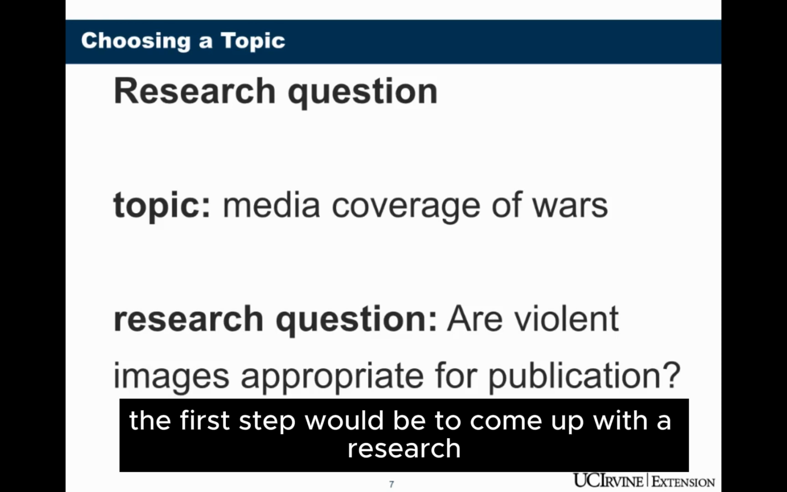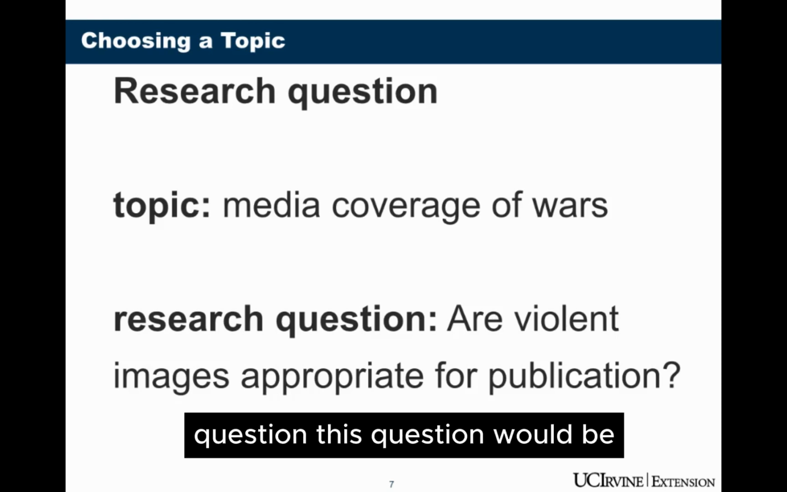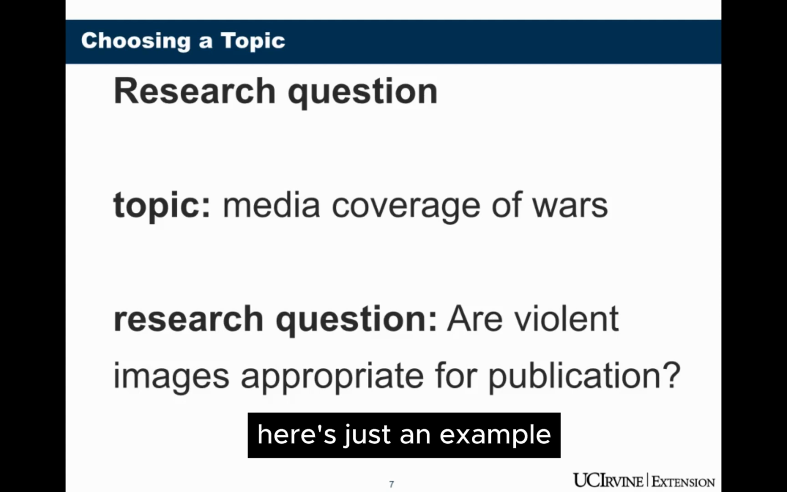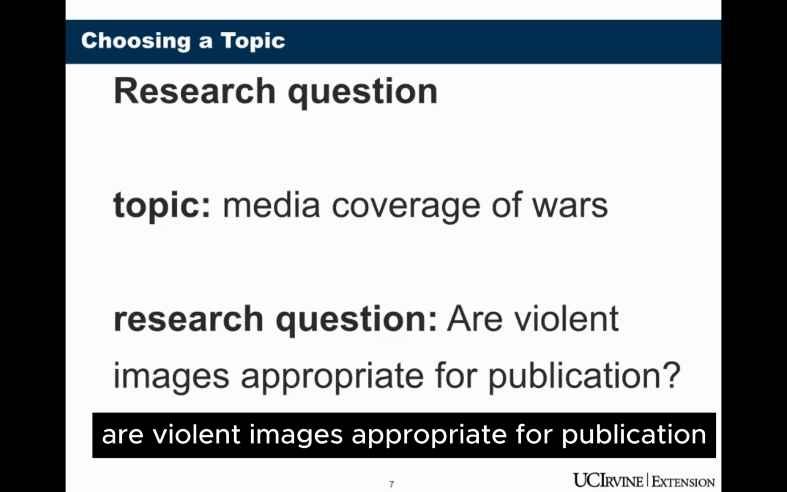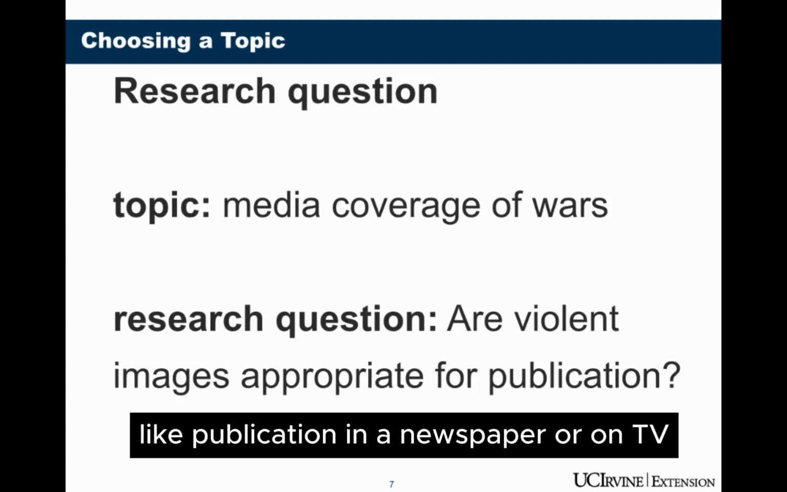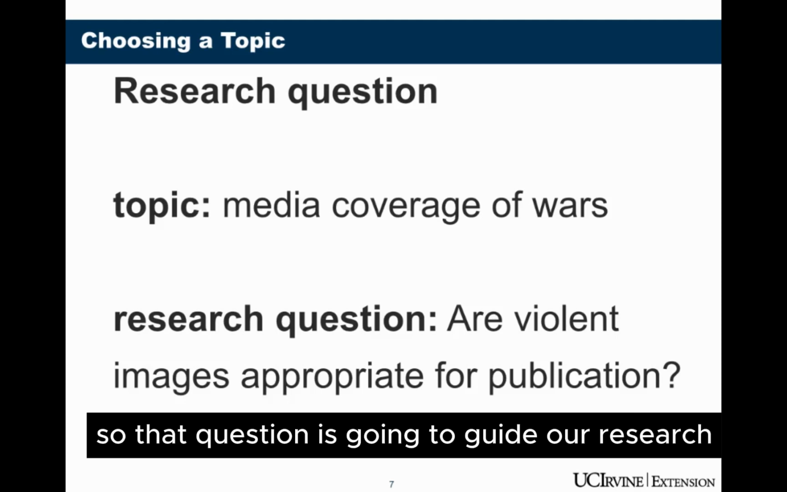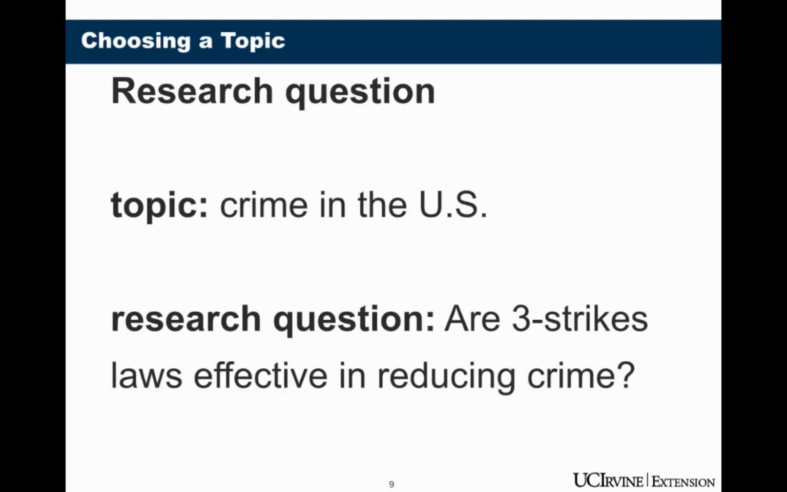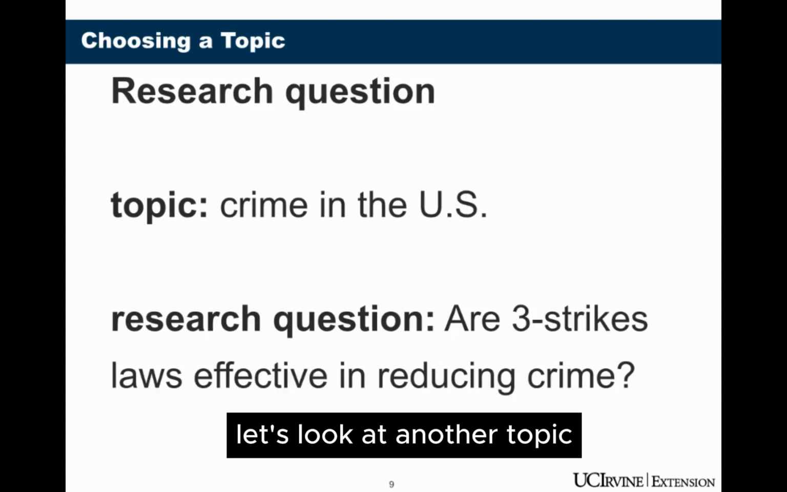The first step would be to come up with a research question. This question would be something that interests you about the topic. Here's just an example. Are violent images appropriate for publication, like publication in a newspaper or on TV? So that question is going to guide our research. This is what we're trying to find the answer to. Let's look at another topic.